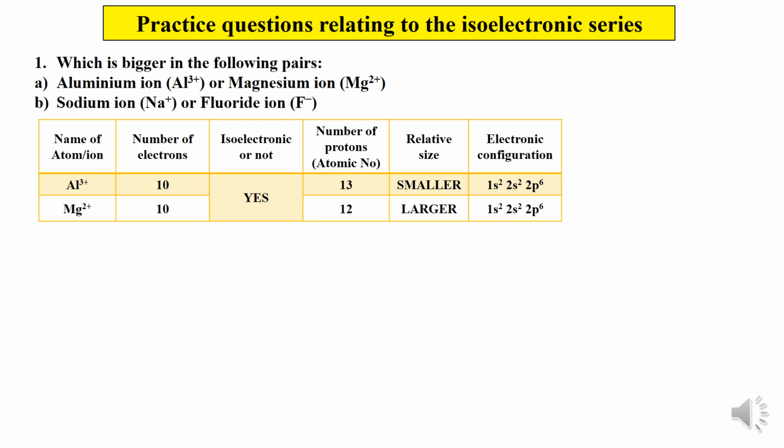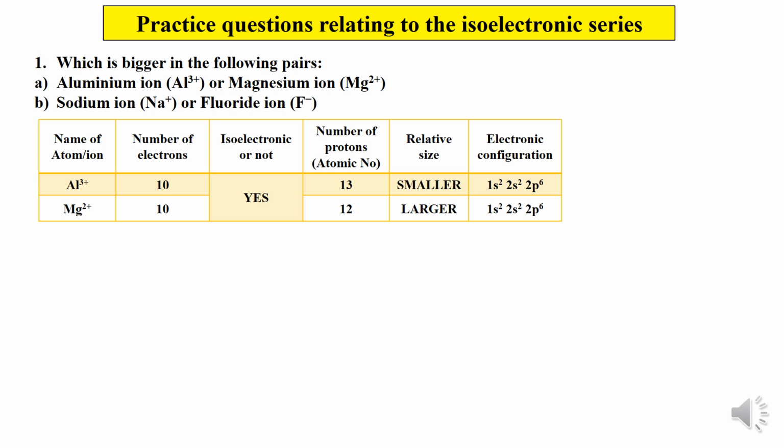So what will be the next step? Now you know the given pair of ions is isoelectronic. So the next step is to count the number of protons. Aluminum ion has 13 protons while magnesium ion has 12 protons. So using the formula, the ion with more protons will be smaller because of greater effective nuclear charge as compared to magnesium.